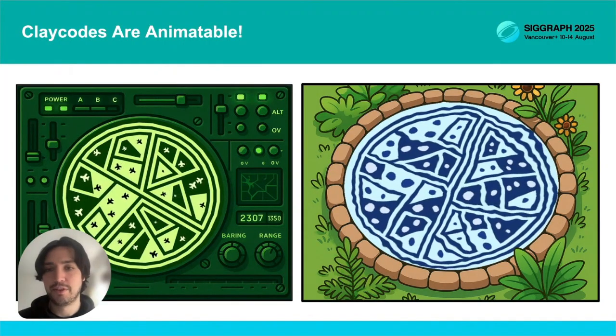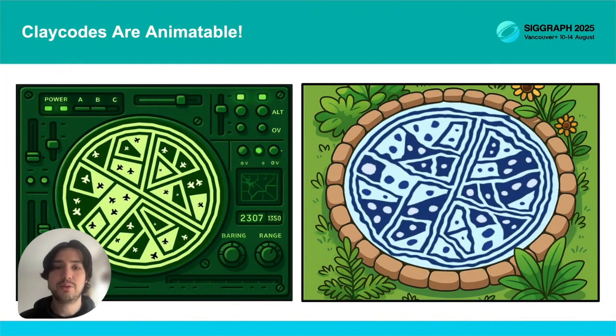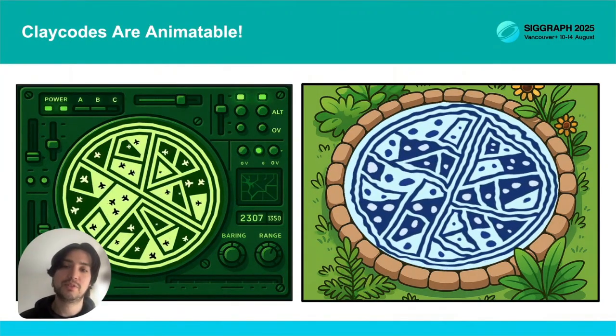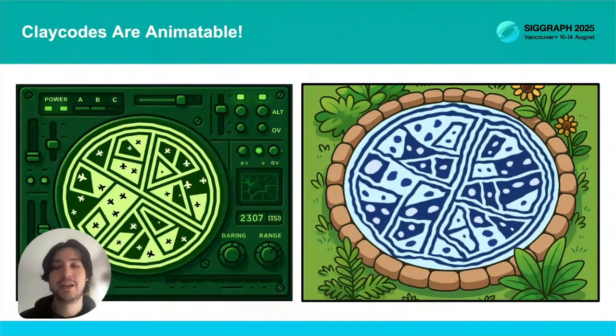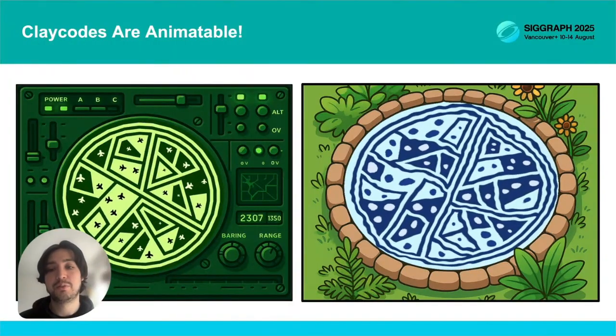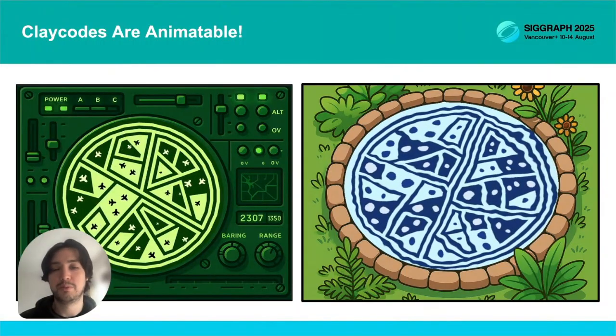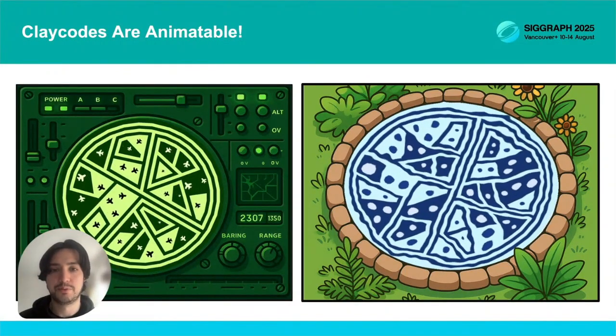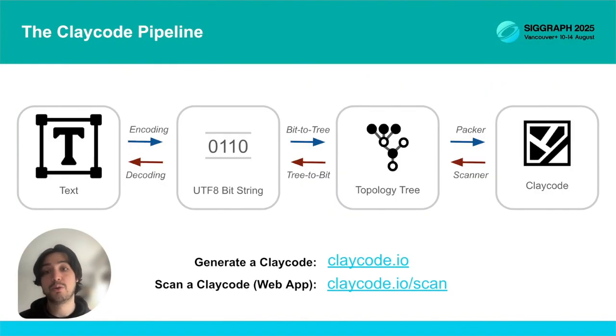Taking this one step further, you can also animate these codes. Here you see two examples. This is how much we explored so far. But you can think that as long as you don't break the topology, you can do pretty much whatever your fantasy tells you. In this paper, we talk about the whole pipeline.